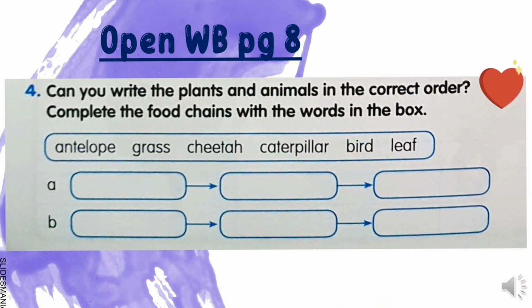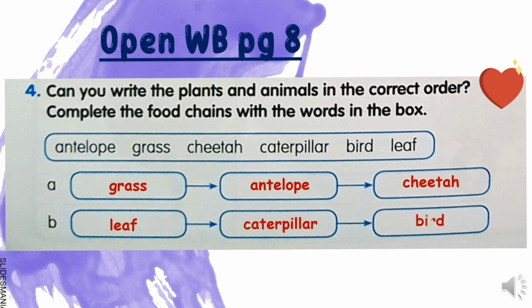Now the last one, can you write the plants and animals in the correct order? Complete the food chain with the words in the box: antelope, grass, cheetah, caterpillar, bird and leaf. So the first one we can start with grass, antelope and cheetah. The next one, leaf, caterpillar, bird. Very good.